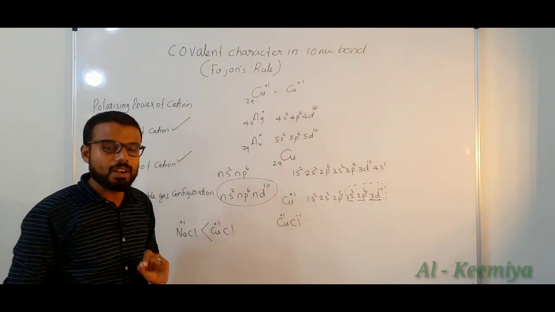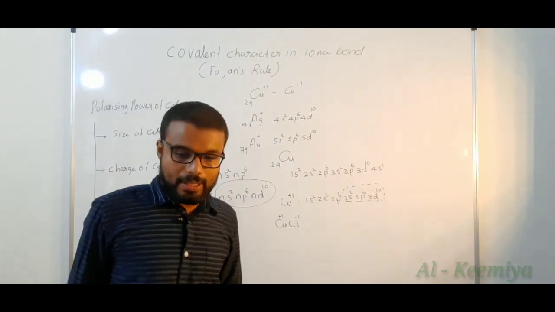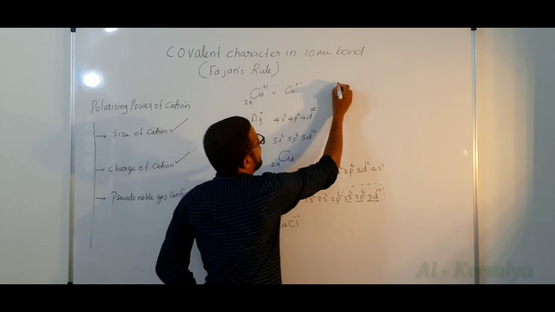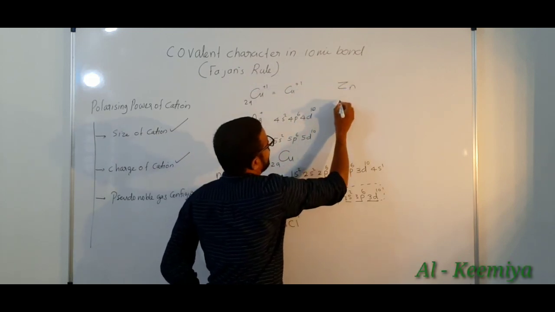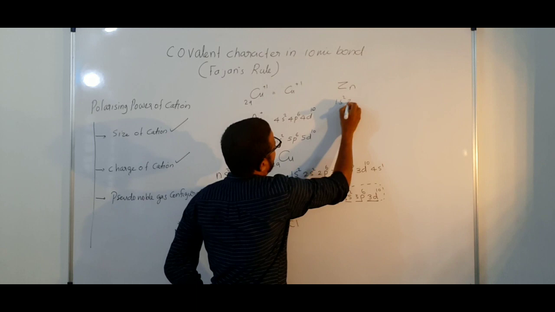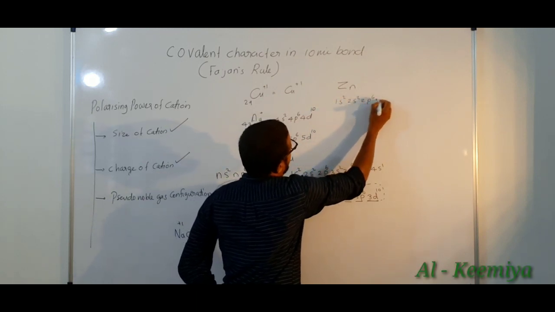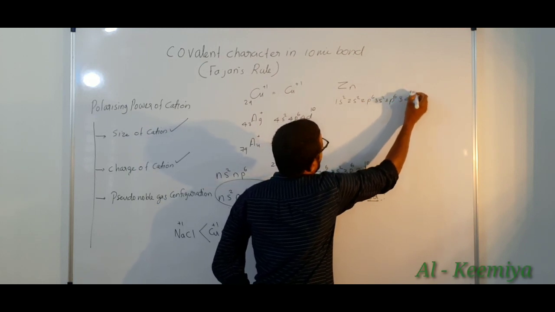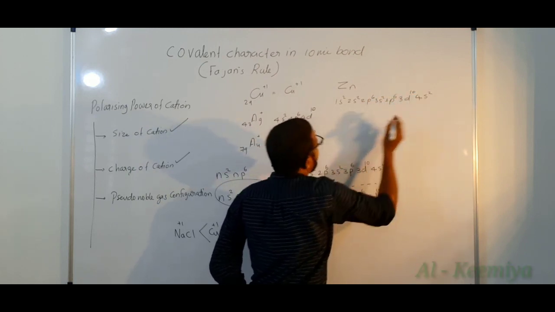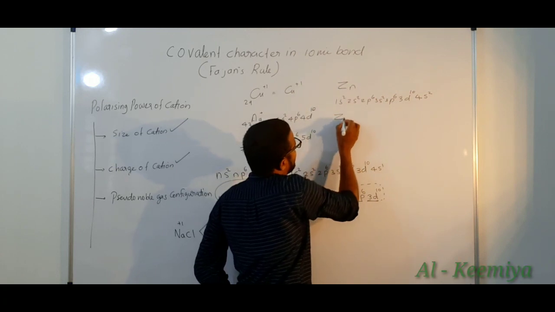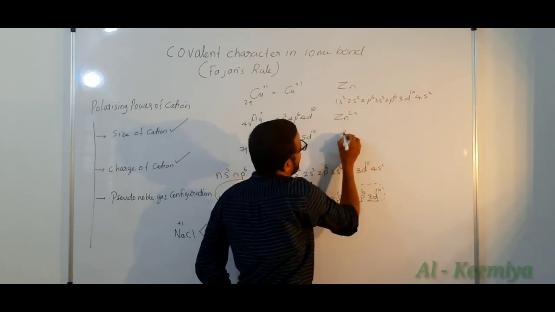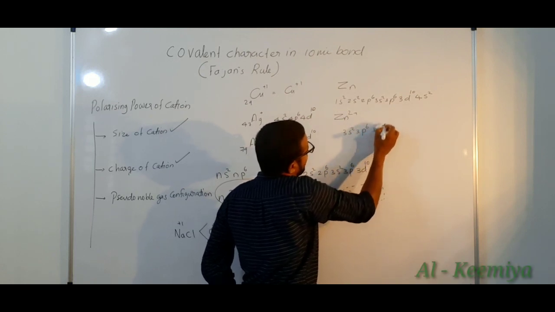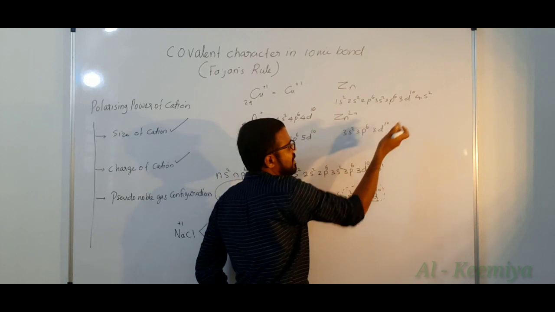Okay, so this is what? Pseudo noble gas configuration. So next example for this category is what? Zinc. Zinc, we know that electronic configuration 1s2, 2s2, 2p6, 3s2, 3p6, 3d10, 4s2. So zinc 2 plus will be what? 3s2, 3p6, 3d10. Again what? ns2, np6, nd10.